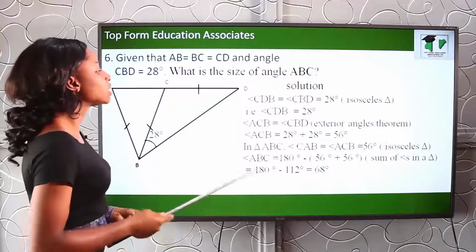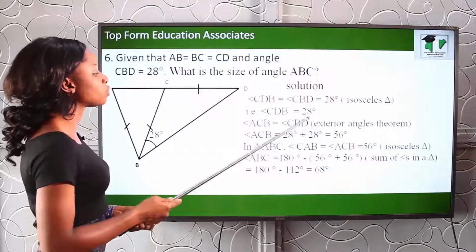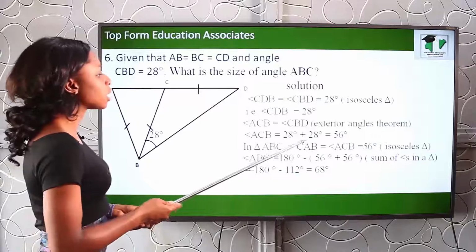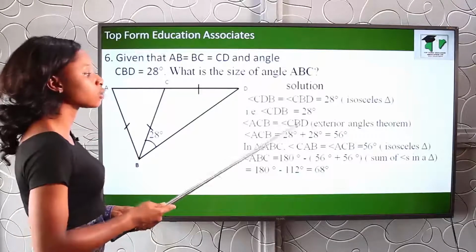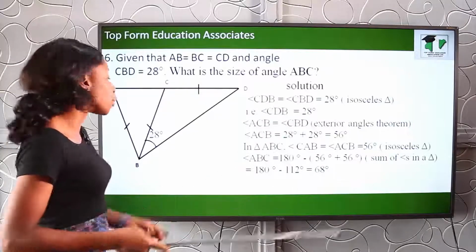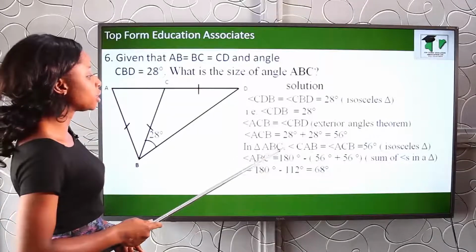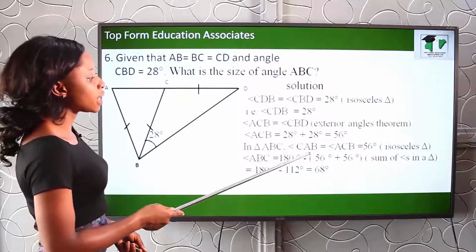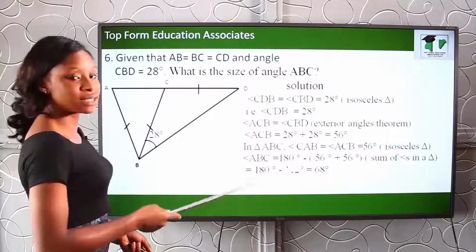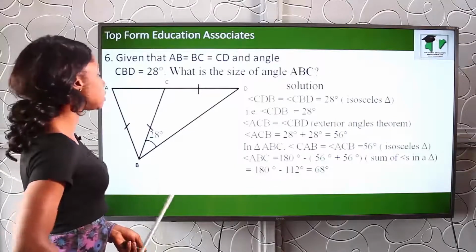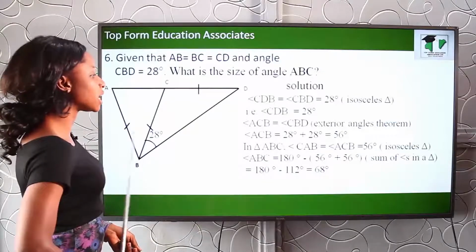So we can just say that CBD is also 28. So we are going to have 28 plus 28 degrees, which is 56 degrees, which is angle ACB plus angle CBD because they are both equal. Now, in triangle ACB, angle CAB is equal to angle ACB, and ACB and CAB are both 56 degrees, which is the sum of 28 and 28. Remember, we said they are equal.